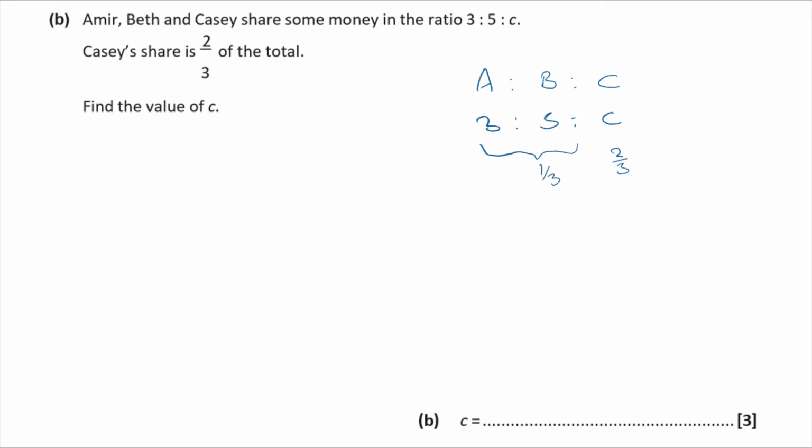Okay, so Amir and Beth have got 3 shares and 5 shares each. So 3 plus 5 is equal to 8 shares. And 8 shares is going to be worth 1/3 then, isn't it, of the entire amount. Okay, so then if you times that by 3, then 24 shares is the total. And so C is going to be 24 times 2/3. It's going to be 2/3 of that, isn't it? Or it's going to be twice 8 shares, I guess. It's going to be 16. Okay, anyway, C is 16.